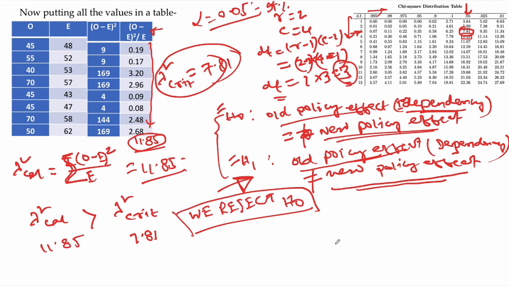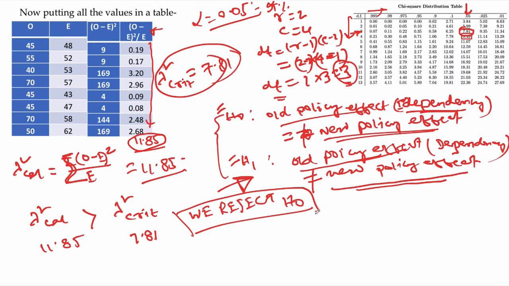Now in this case we can say that the new policy is useful for Infosys across north, south, east and west. But if it was different and we failed to reject the null hypothesis, then we could say the HR policy is useless. There is no difference between the old one and the new one, so why should you implement the new one? Done? So this is the example of that.